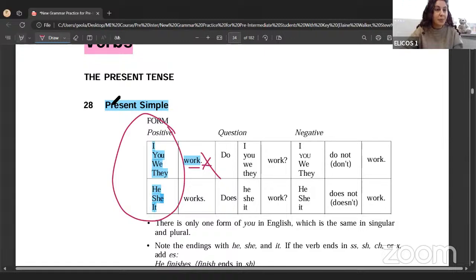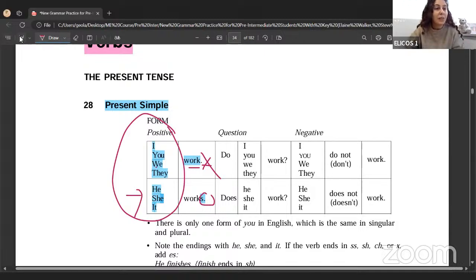But in the present simple, for he, she, it, you must put an S. For example, she works in the city. He plays football. My dog walks everywhere in the house. Whatever it is, only for he, she, it, we need to put that S on the action word. But for I, you, we, they, no, just the verb.